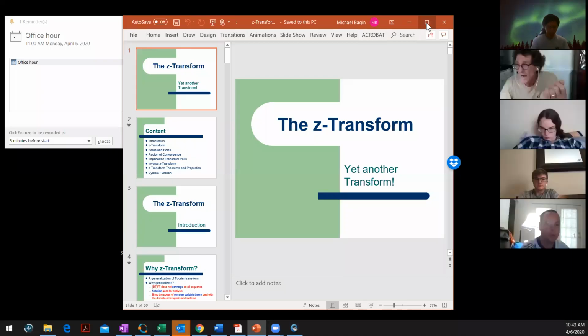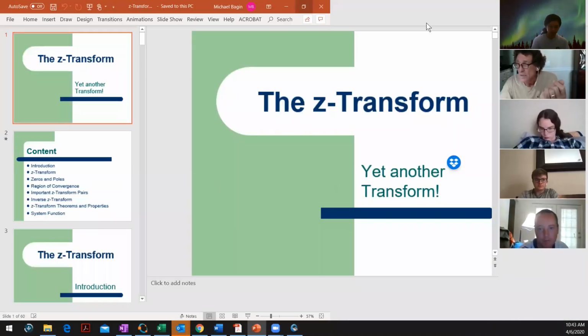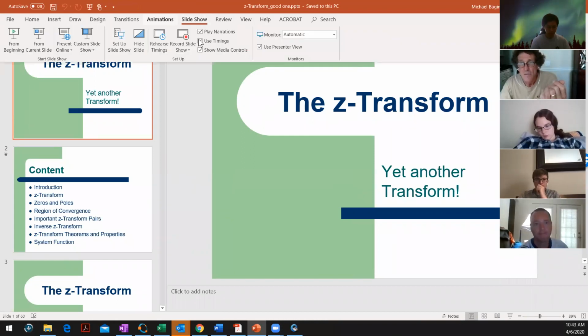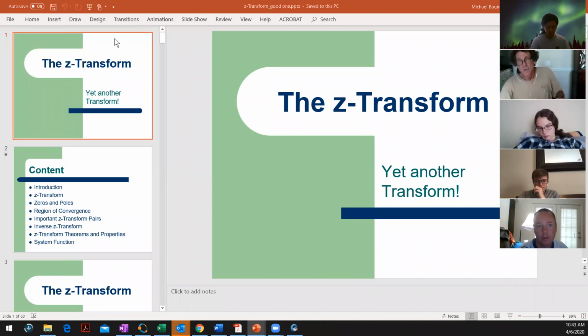All right, now I've got to share a different screen. What you should see is a PowerPoint with Z transforms. Do y'all see it? Yes. This is not going to last but for a second. Oh, come on.